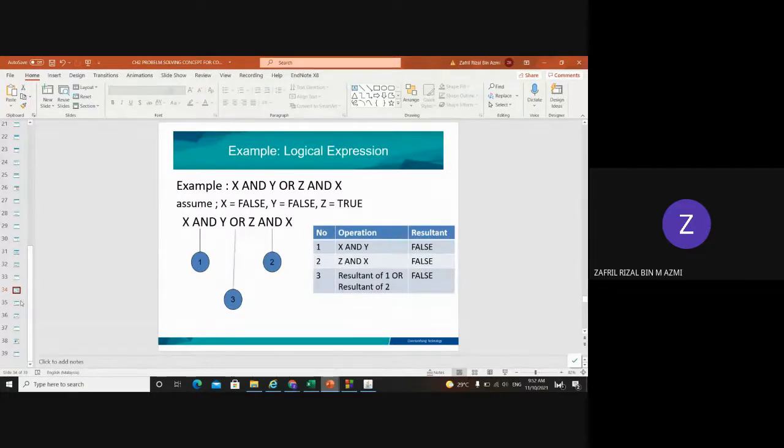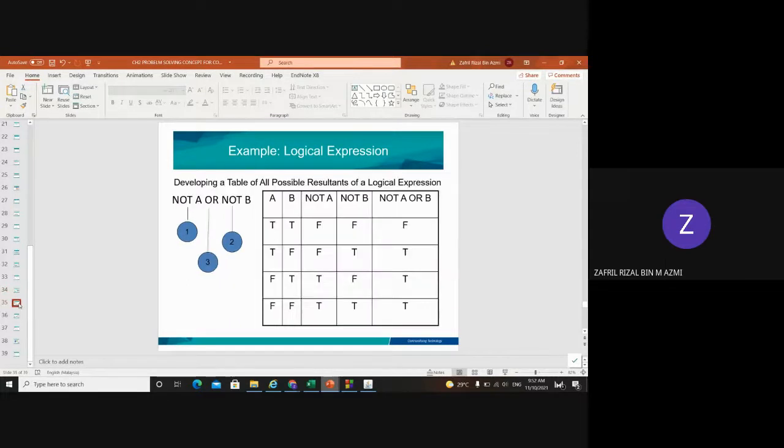Okay, involving logical expression. Okay, this is developing a table of possible resultant of a logical expression. Let's say if you are requested to develop, the question asks you to develop a table of all possible resultant of a logical expression for this equation. So this is the answer.